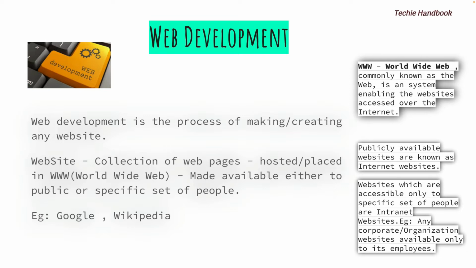Websites are made for a purpose. We have websites for education, travel, shopping, banking systems and healthcare systems everywhere. Websites will be hosted on the World Wide Web. The World Wide Web is nothing but a system which makes our websites accessible over the internet. Publicly available websites are known as internet websites. Websites which are accessible only to a specific set of people are called intranet websites. This is a high level overview. Let's get into more details.